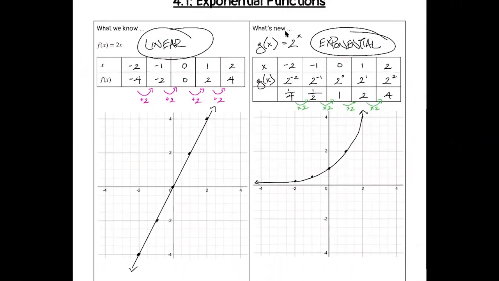All right. So, as familiar as we are with lines and linear functions, I want us to be super, super familiar with exponential curves and graphing them and being able to look at an equation and know what it looks like. That's sort of where we're going in this unit, okay?